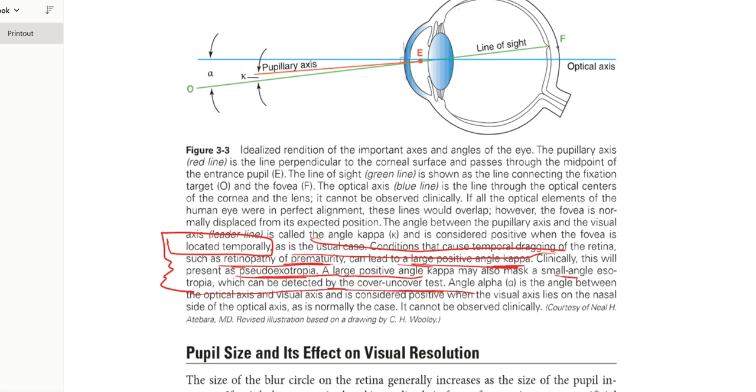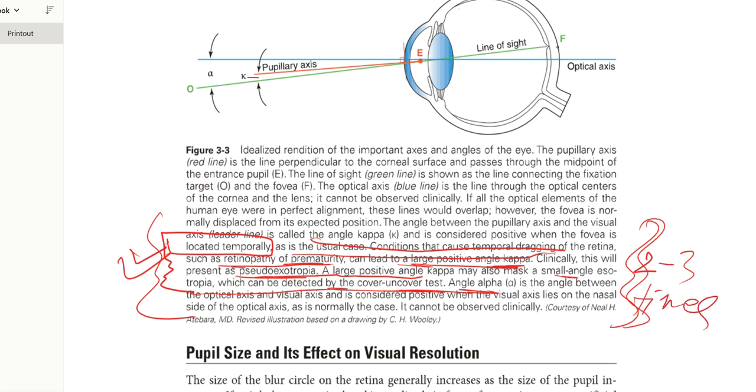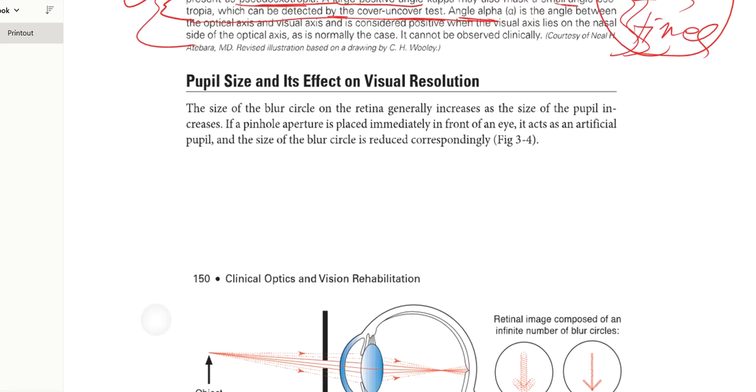So angle kappa will be large positive in case of ROP. Please read these lines very carefully. They were repeated 2 to 3 times in MCQs. Not very much important, just study it will be enough.